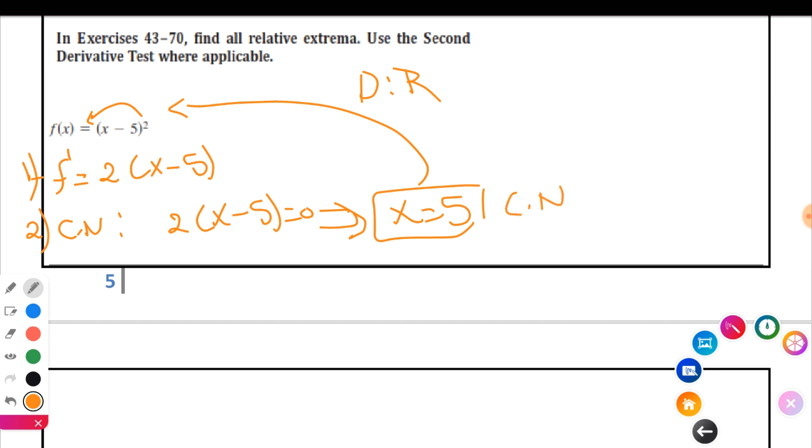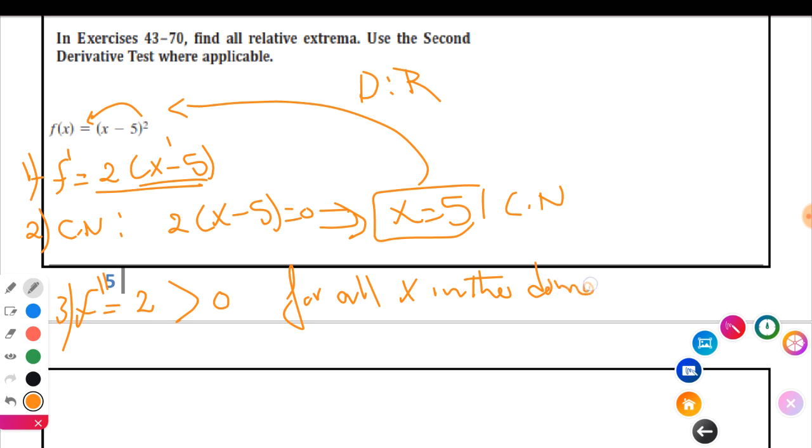By using the critical number, replace in the second derivative. Third step, the second derivative. It will be what here? Differentiate the first derivative. 2 multiplied by the derivative of this function, x minus 5. What is the derivative of this function? It is 1. So the second derivative equals 2. It means greater than 0 for all, please focus, x in the domain.